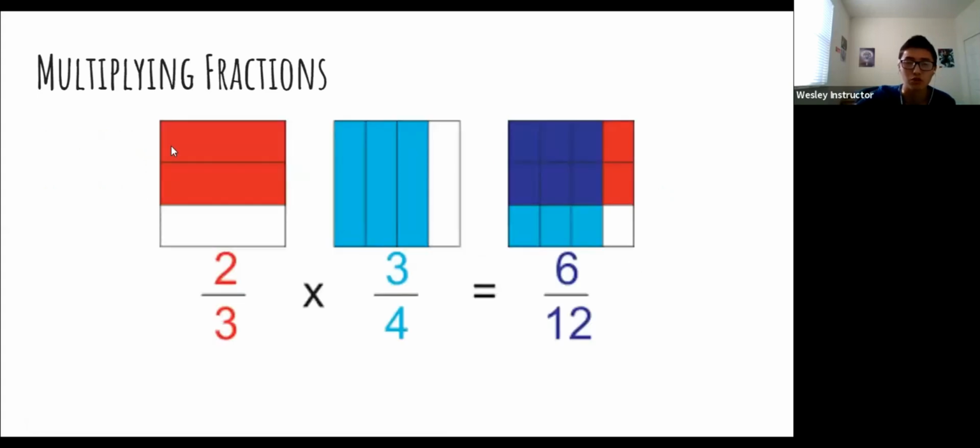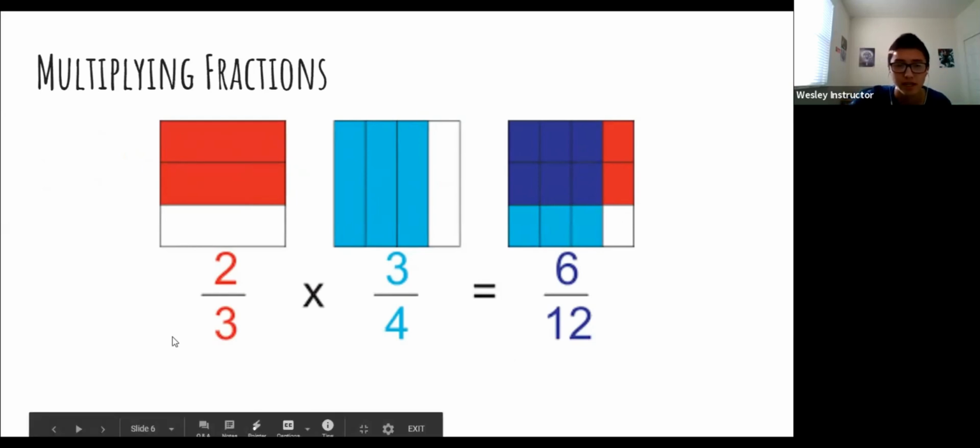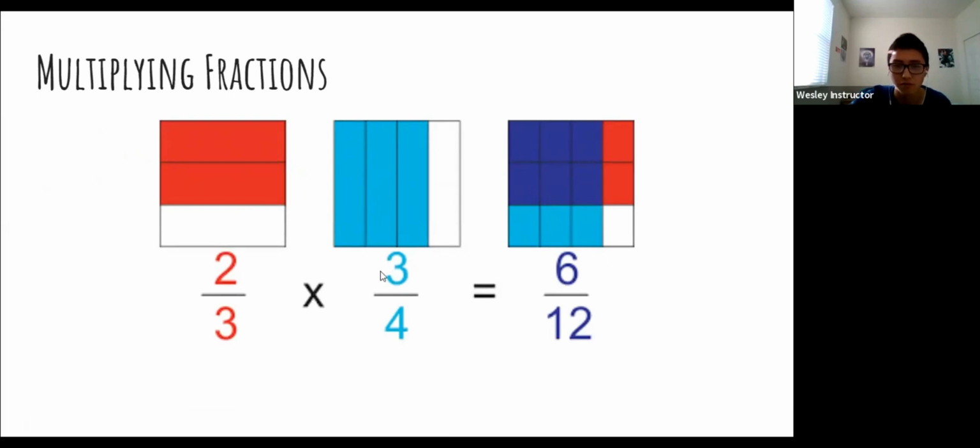And then here's a visual representation of what multiplying fractions look like. So here you have 2/3 and then 3/4. And if you multiply it, the answer is a dark blue region, 1/2. It's kind of like 2/3 of 3/4, and then that's 1/2.